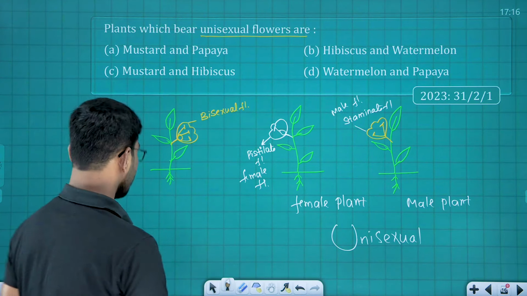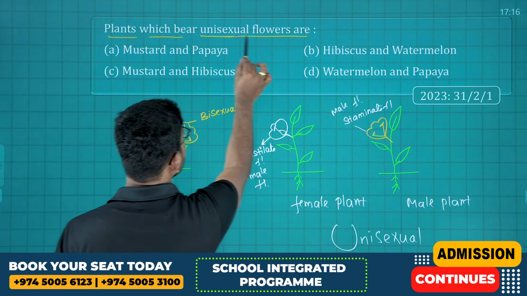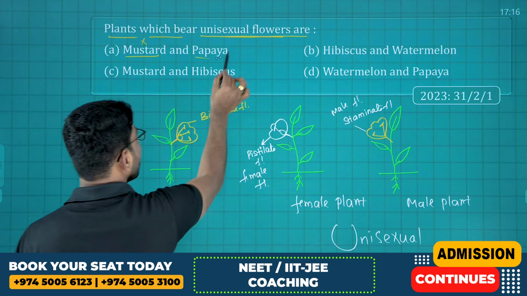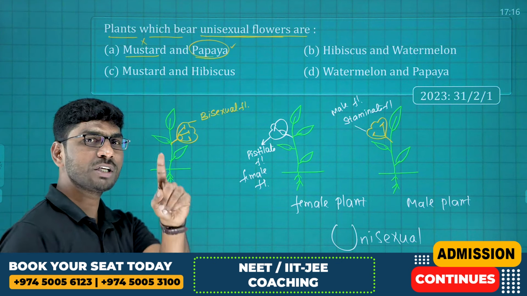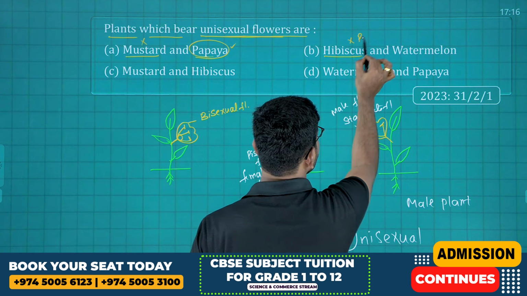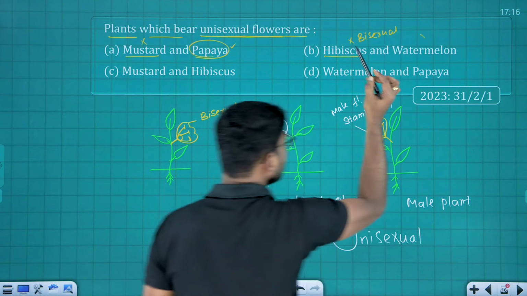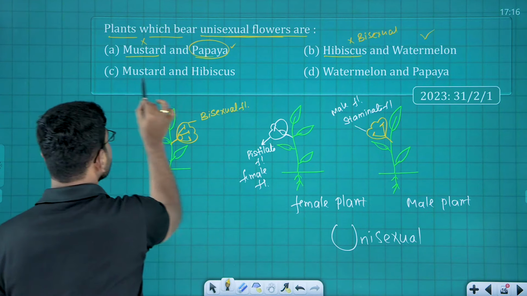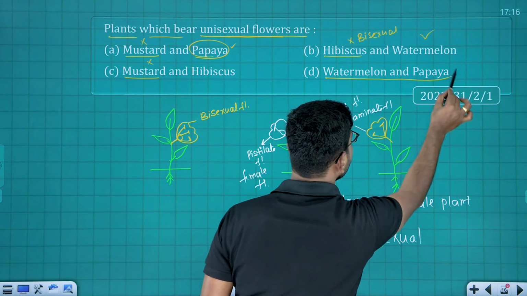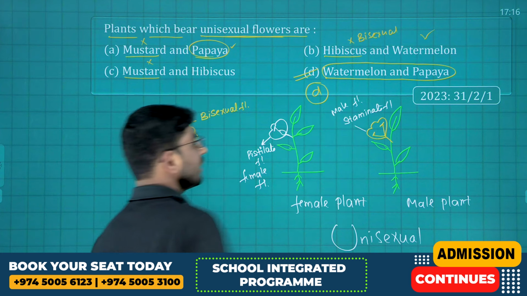What are they asking in the question? Plants which bear unisexual flowers. Mustard, no. Bisexual. Papaya, correct. But option A is not correct. Next, hibiscus, no. Hibiscus is bisexual, so it is not correct. Here it is. Watermelon is given, yes, correct. Next, mustard, no, it's not mustard. And watermelon and papaya, right. They're asking unisexual, right? So option D is the correct answer.